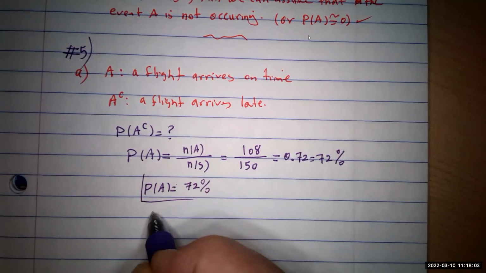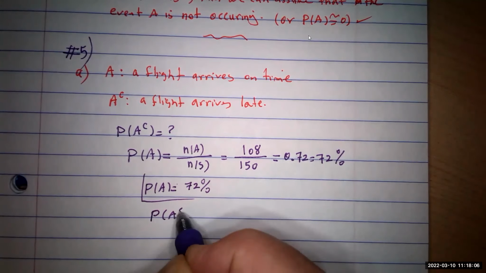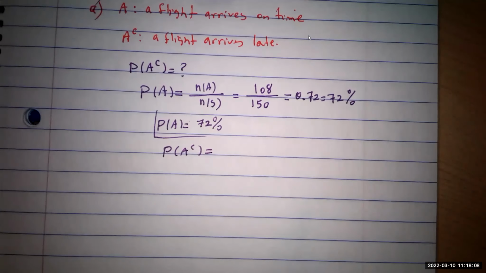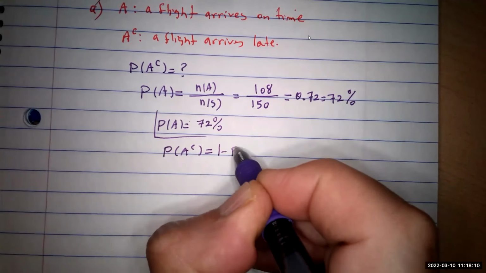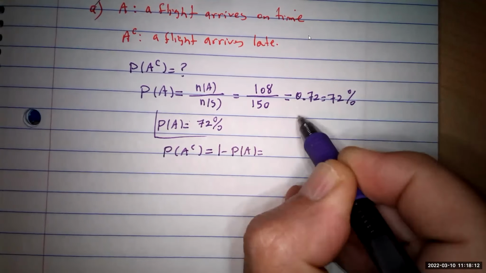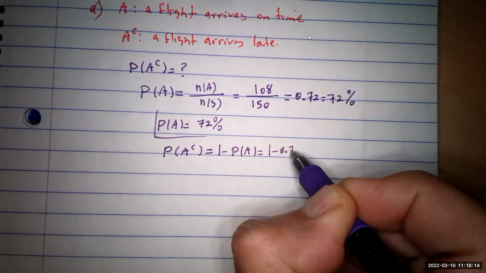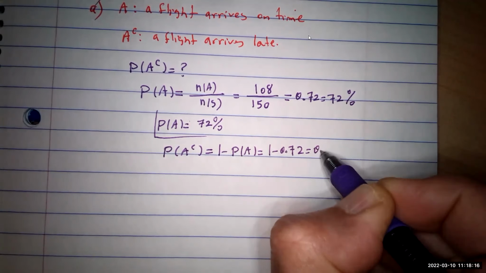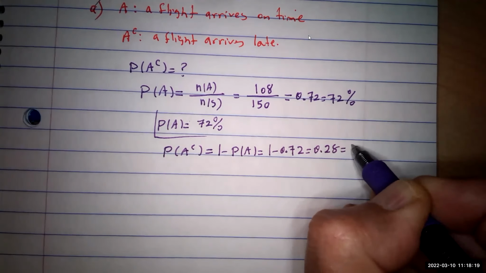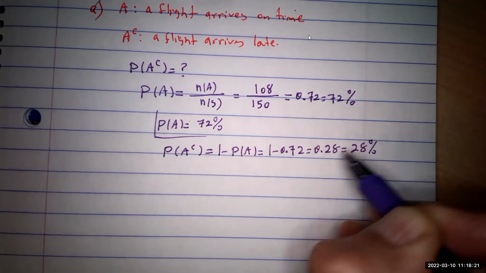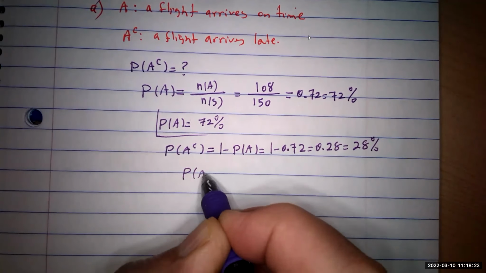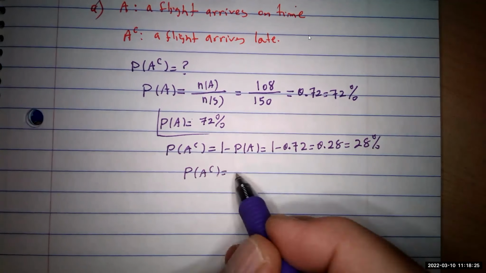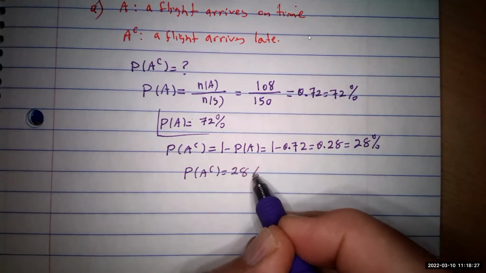So the complement is going to be the other way around. Remember, the complement is 1 minus P of A, or 100%, which is 1 minus 0.72. So it's going to be 0.28, which is 28%. So the probability of getting a late arrival is 28%.